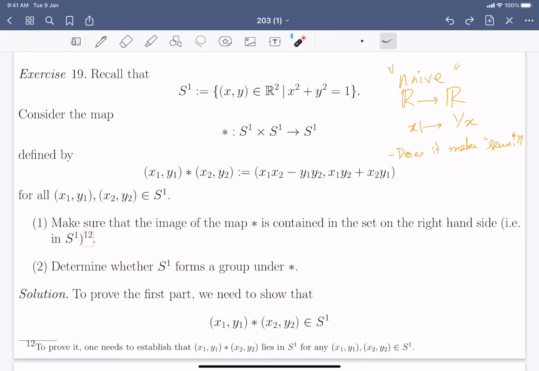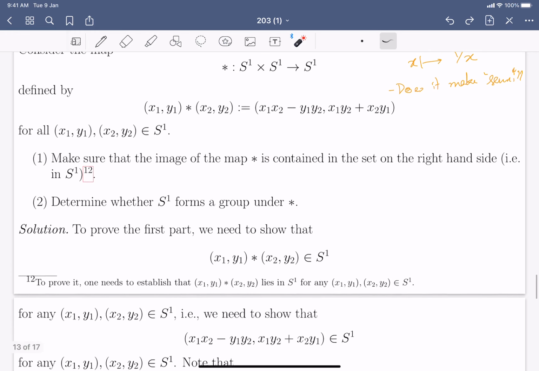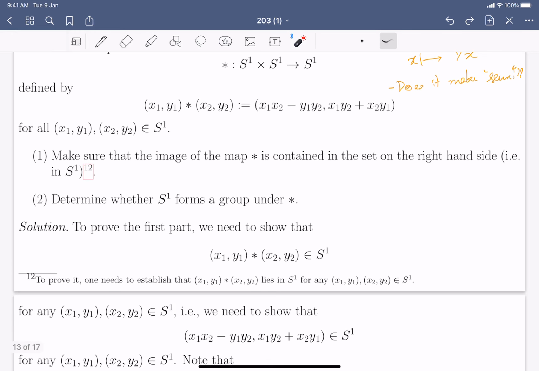Okay, and also here is a task. You can have faith in the question, but to be sure of what you are doing, or just to be sure of the setup, it's important to verify whether that map star is well defined or not. In other words, whether the image of the map star is contained inside the underlying set S1. Okay, so with that we stop this lecture, we conclude here.